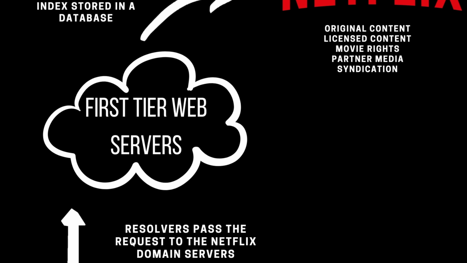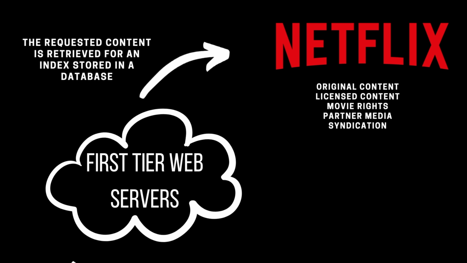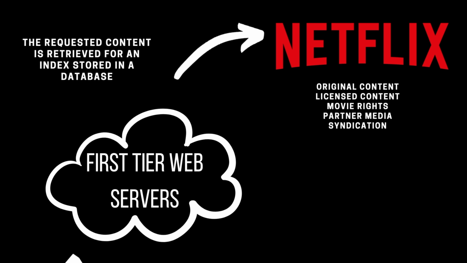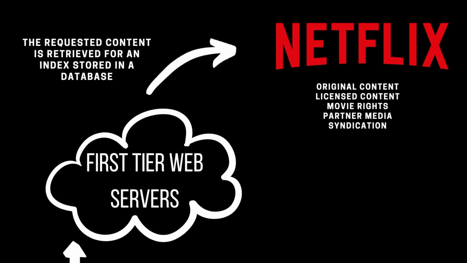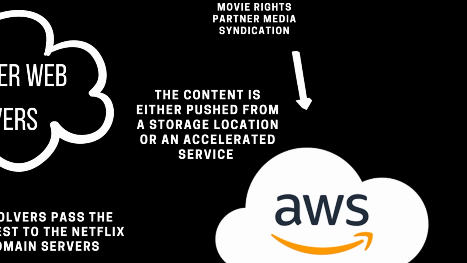Number 3. Requested content is brought from an index stored on a database. The server manages the request using a microservice. One service will handle the request and pass it on to another service. Once the result is returned, another service will process it to claim the content. Number 4. Content is released from a storage location.